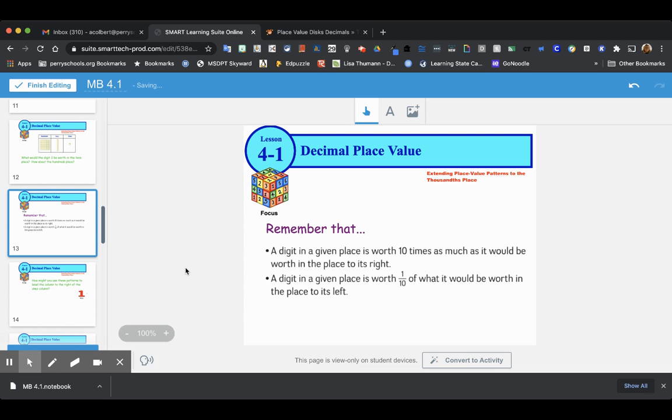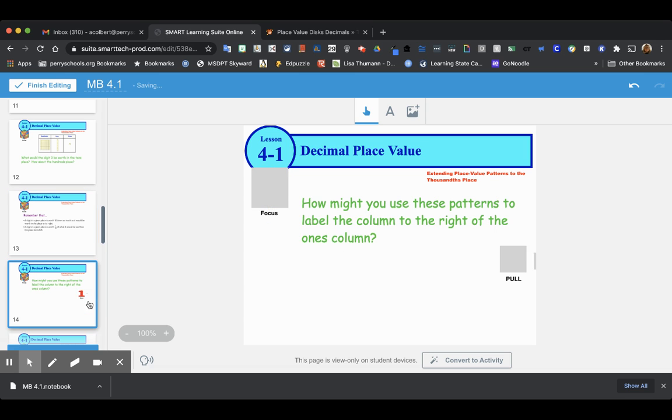So remember that a digit in a given place is worth 10 times as much as it would be worth in the place to its right. And a digit in a given place is worth 1/10 of what it would be worth in the place to the left. Remember, 1/10 times 1/10 is the same as divided by 10.